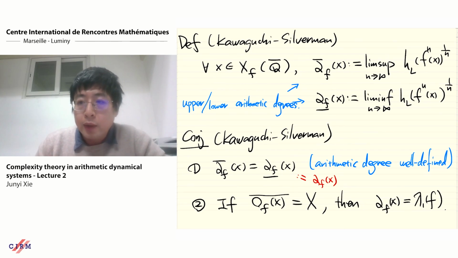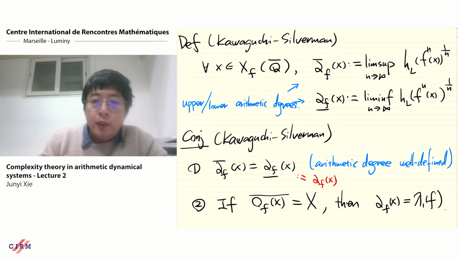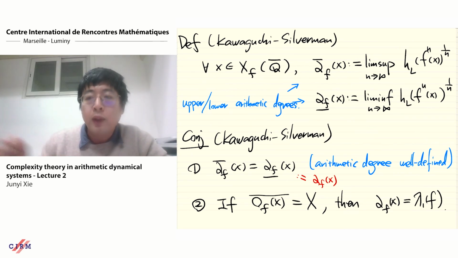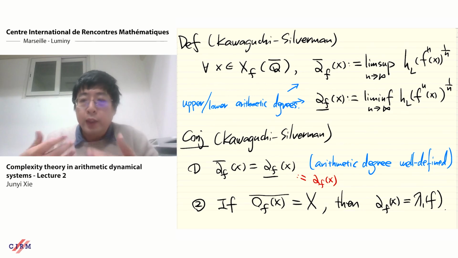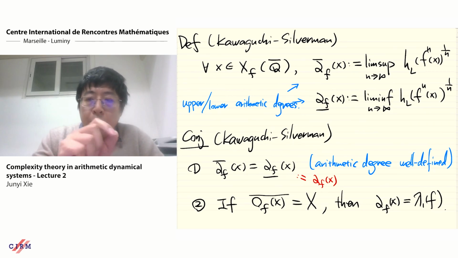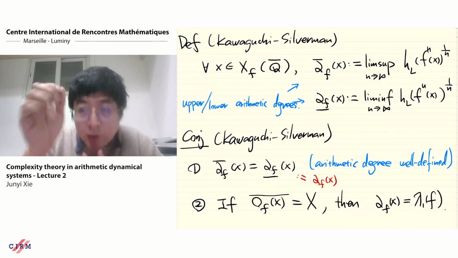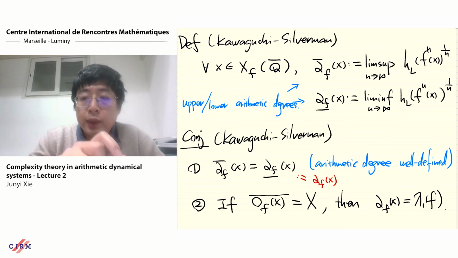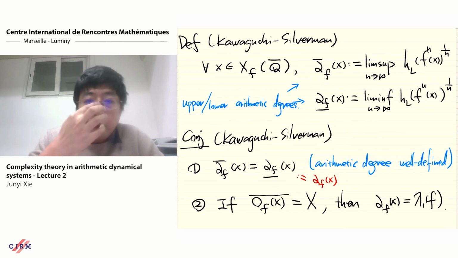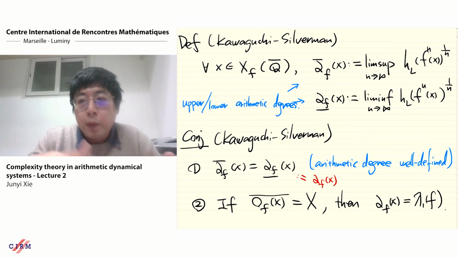The weight height is the 10, the 10 you write down for this coordinate of x. So basically it measures the arithmetic complexity of this point. Okay, and a very important property is the Northcott property.